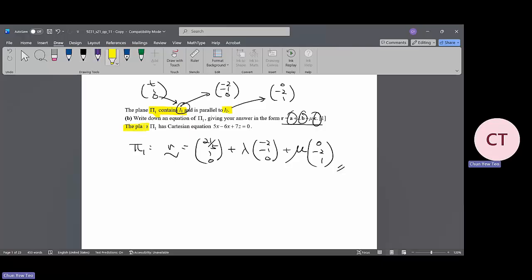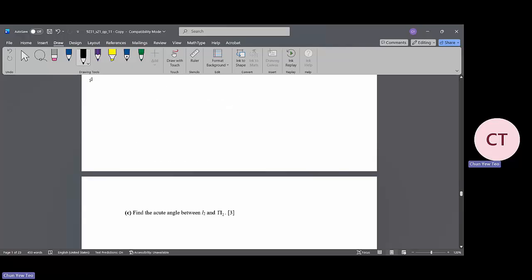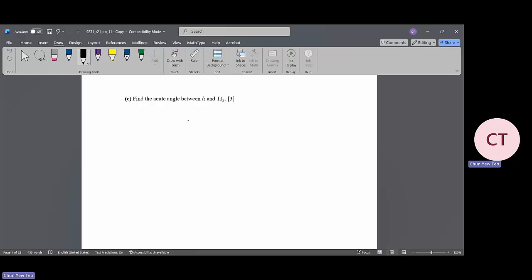This information is for part C, so we will carry this information. It's pi 2. I made a typing error, sorry for that. Okay, so it's pi 2. We have the Cartesian equation looking like this. Then we want to use this information to go to part C to find the acute angle between the line L2 and pi 2.